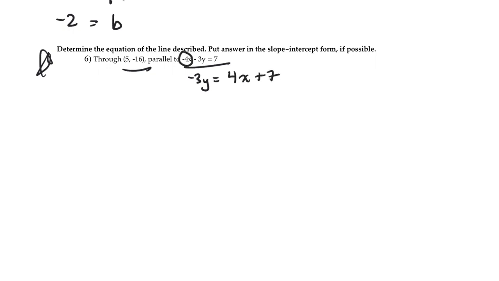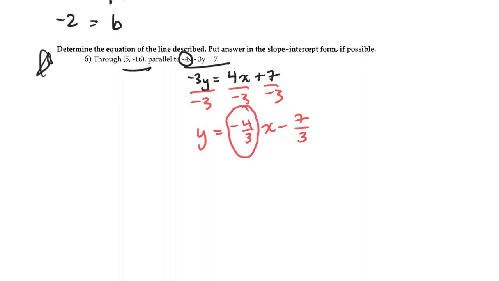Notice I took that and I moved it to the right side, made it positive. Then I'll divide everything by negative 3 to get y by itself. So this would be a negative 4/3 x minus 7/3. The only thing I need from this is what the slope is. That's this right here. And it says the line is parallel to it, right? So if my line is parallel, it means my slope is also negative 4/3.